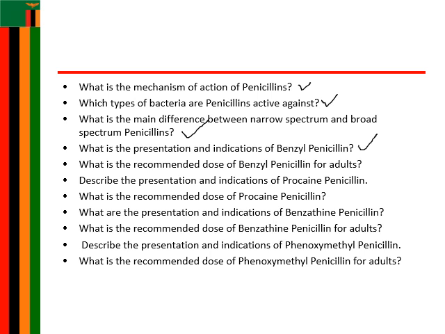What is the recommended dose of benzylpenicillin for adults? The recommended dose for adults is 2 to 4 mega units in 4 to 6 divided doses, which is administered through IM or through slow IV infusion.